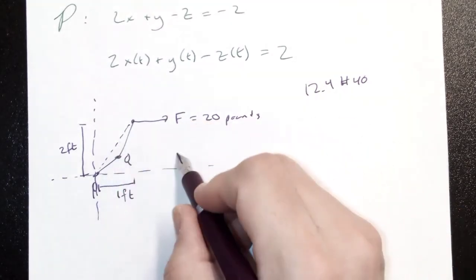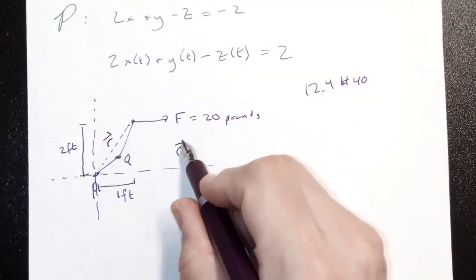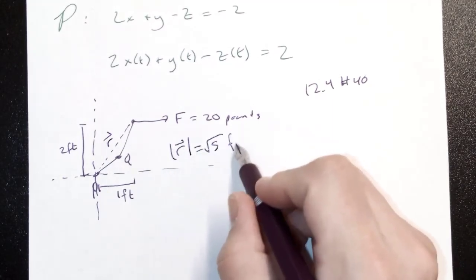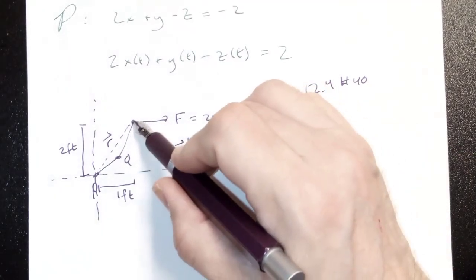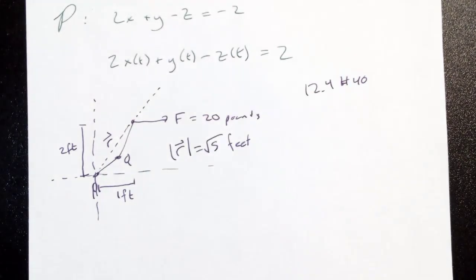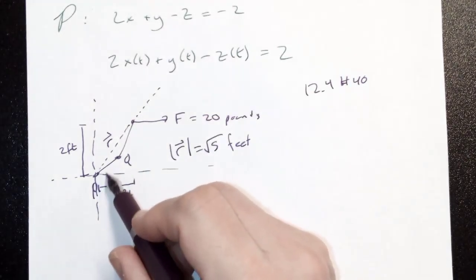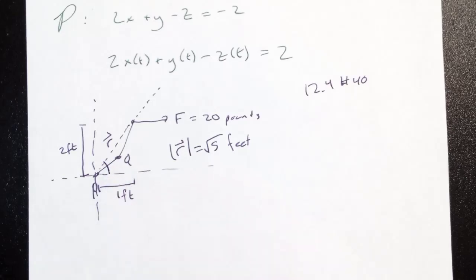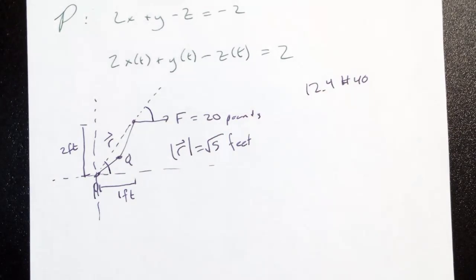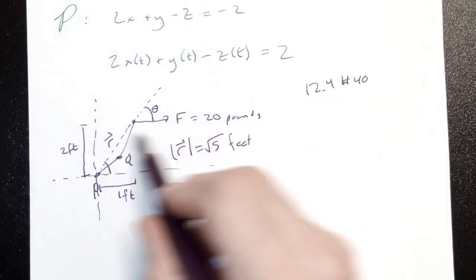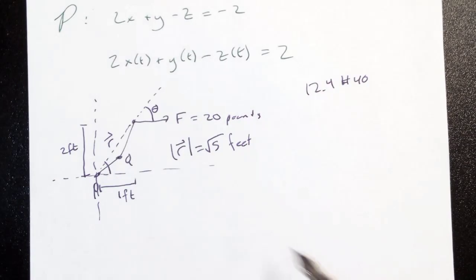So the radius has length square root of 5 feet. So far, so good? I'm going to keep drawing that line. This angle here is the same as this angle here, because those are parallel horizontal lines, and it's the same line crossing at the angle, right? So this angle is the same as the angle between the radius and the force. So here's a question: what's that angle?